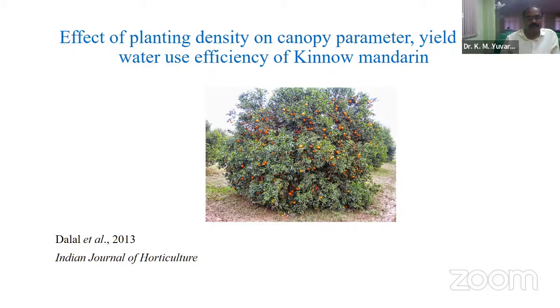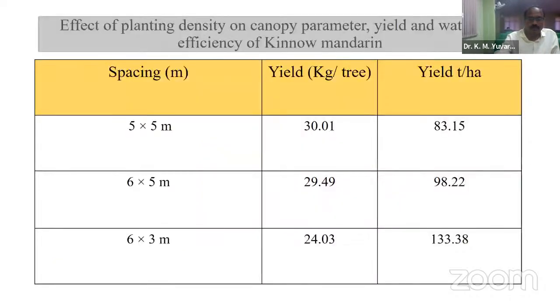One more case study is the effect of planting density on canopy parameters, yield and water use efficiency of mandarins. Here also they are using different planting densities: 5 by 5 meters, 6 by 5 meters and 6 by 3 meters. You see the yield variations clearly. At 5 by 5 meters, 83 tons per hectare, at 6 by 5 meters, 98 tons, and at 6 by 3 meters, they get 133 tons per hectare. This is the variation in every case: high density gives double the yield compared to conventional methods, and you get the highest yield.